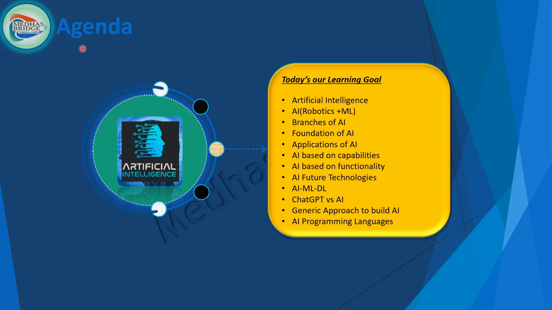In today's agenda, our learning goal is to explore artificial intelligence, robotics plus machine learning, branches of AI, foundations of AI, applications of AI, classification based on capabilities, classification based on functionality, future technologies that we use in AI, relationship between AI, ML, and DL, ChatGPT versus AI, generic approach to build AI, and programming languages that we use in AI.